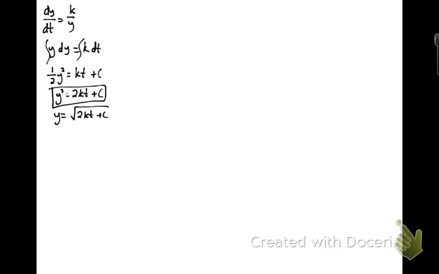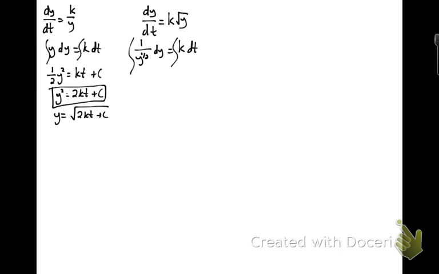Final example of this type, and then we'll look at a problem, is what if the rate of change of y, if dy dt, is proportional to the square root of y. Again, not much has changed. I'll divide both sides by the square root of y, so 1 over y to the 1/2 dy, multiply both sides by dt equals k dt.